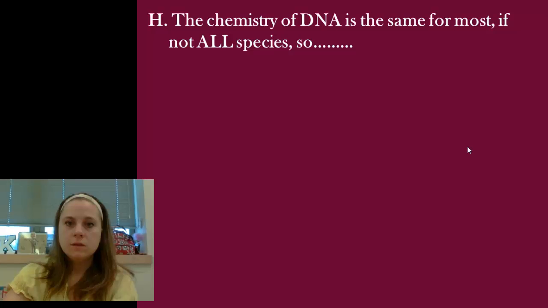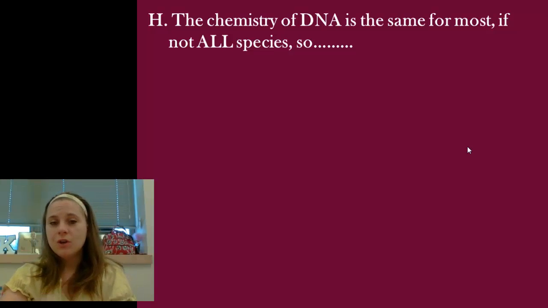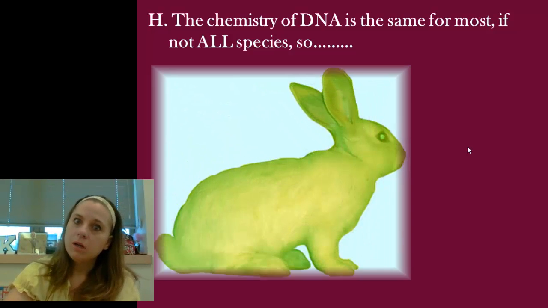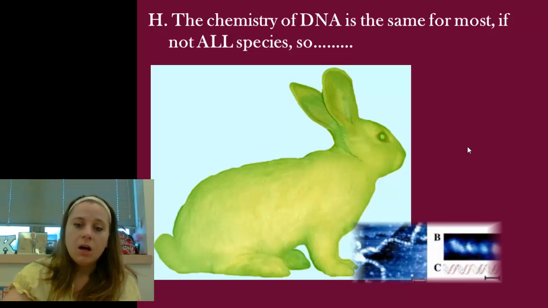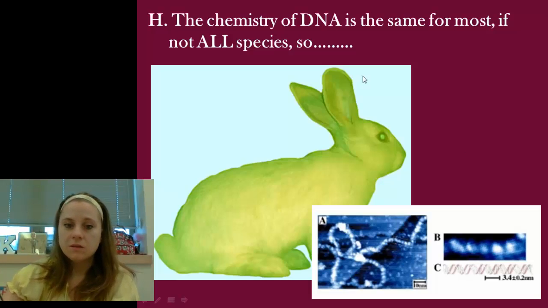So what we found is that in all living things, the actual structure of DNA is the same for most organisms in terms of how it's built and how it's put together, which is really neat. The only difference being the order of those base pairs. So because the structure of it is the same, we can do some pretty neat things, like make a bunny glow for us in green by incorporating a gene into it. And we can include different genes into different organisms. This is the basis of biotechnology.